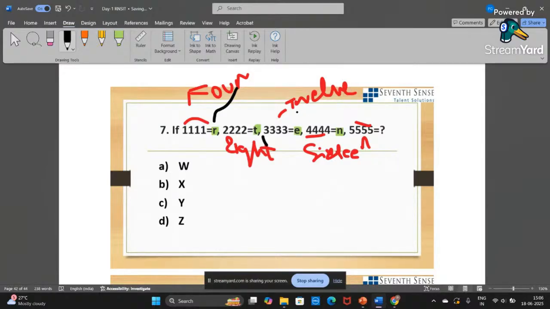If it is the same logic, then the logic you found is right. Adding all this, it is 12. So the last letter is E. They have given it as E. Then 4 plus 4 plus 4 plus 4, it is 16. So the last letter is N. So the logic you found is right. So you have to apply that same logic for the given one. Adding all this we get 20, TW and TY. So the last letter is Y. So C is the right answer.